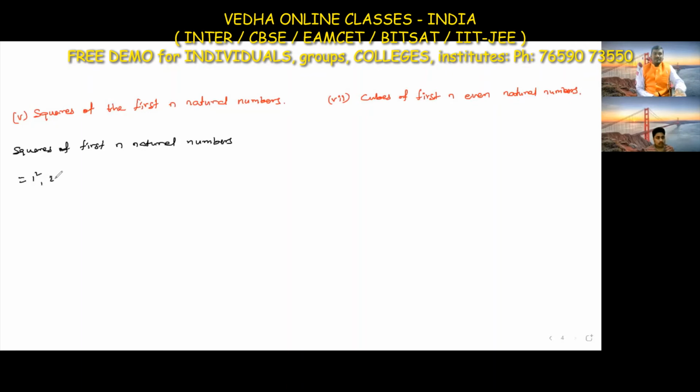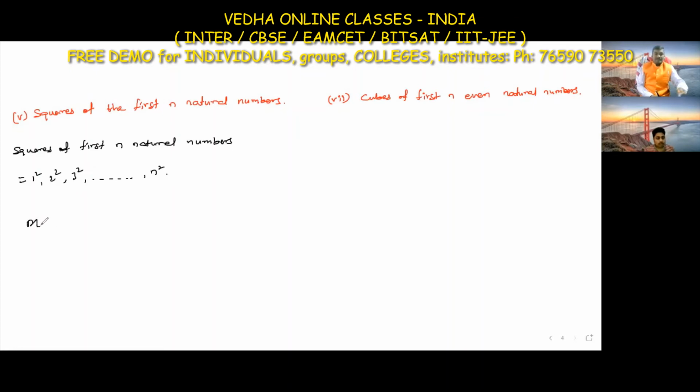What are the numbers here? 1 square, 2 square, 3 square, 4 square, and so on, up to n square. All these are natural numbers. Squares of the first n natural numbers means we took up to n. Now, what is the total?